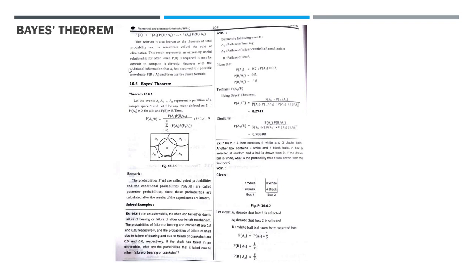Today we will discuss the Bayes theorem. This theorem is also based on conditional probability. So we will discuss the Bayes theorem that is given in your book. In Bayes theorem we will consider a number of events. Here A1, A2, A3, A4 are the events, and from this we will calculate the probability of a particular event based on the total sample space.